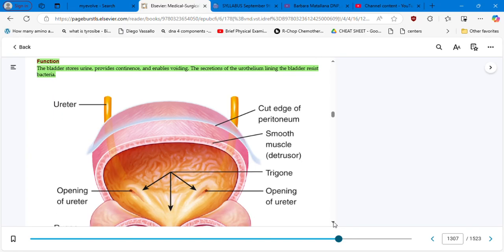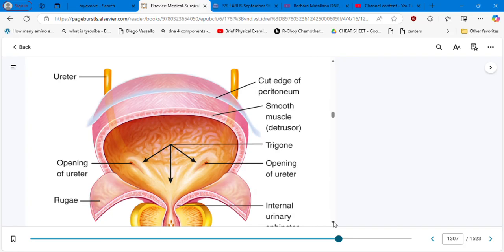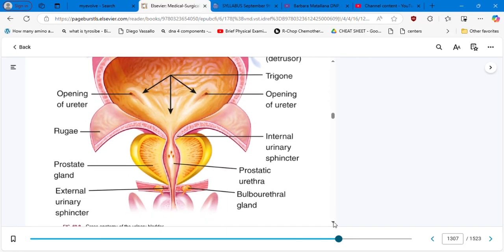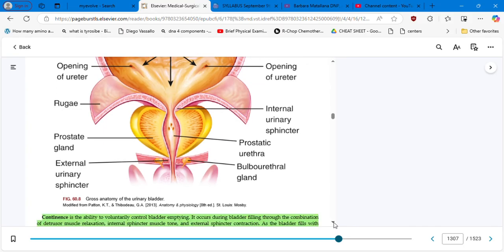Okay, here you have the graphic of the bladder. And you can see here the prostate gland. This is a graphic of the male reproductive system and the urinary bladder.